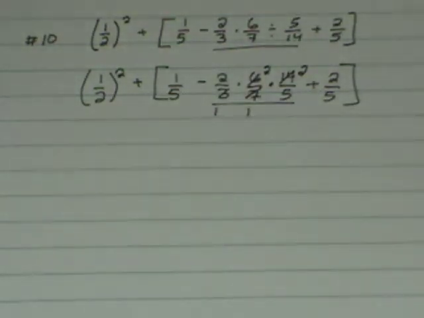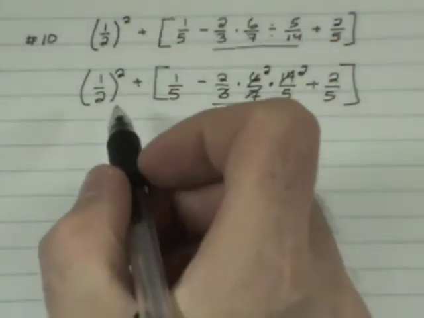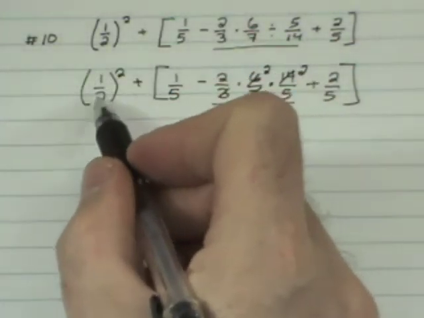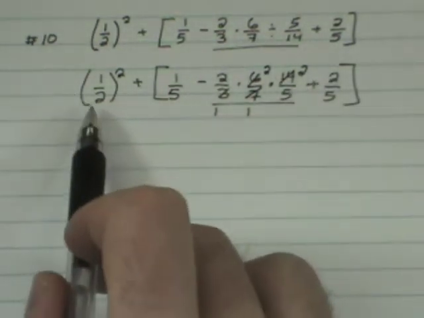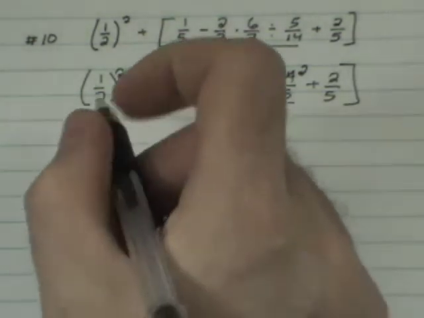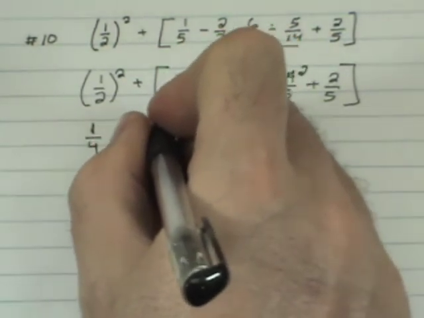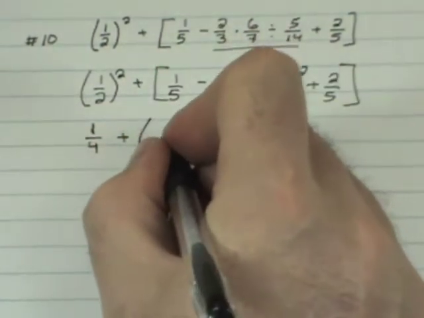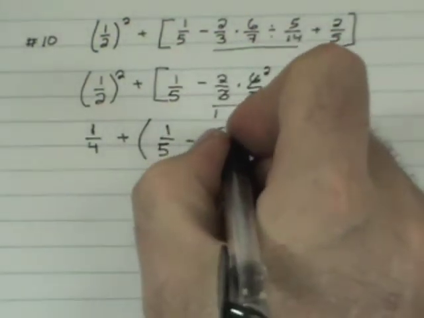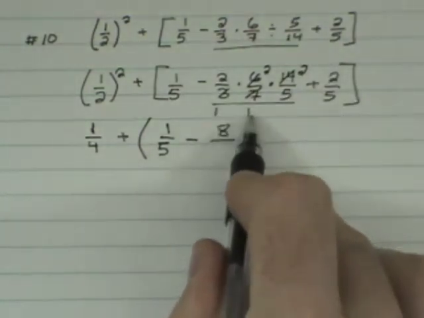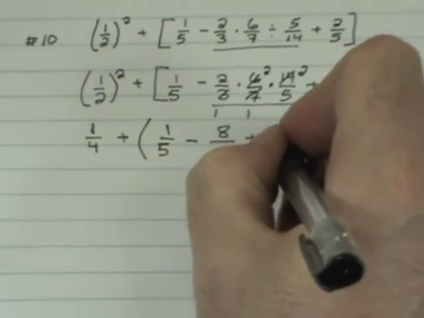I do allow on occasion to do more than one step if it's unrelated to any of the other steps. What I mean by that is when I look at this first set of parentheses, I think I'm going to go ahead and square it because it's not related to any of the work that I would do in the second set of parentheses. And so 1/2 times 1/2 is 1/4. Plus, now I keep my parentheses here, it's 1/5 minus 2 times 2 times 2 would be 8 for my numerator. 1 times 1 times 5 would be 5 for my denominator, plus 2/5.